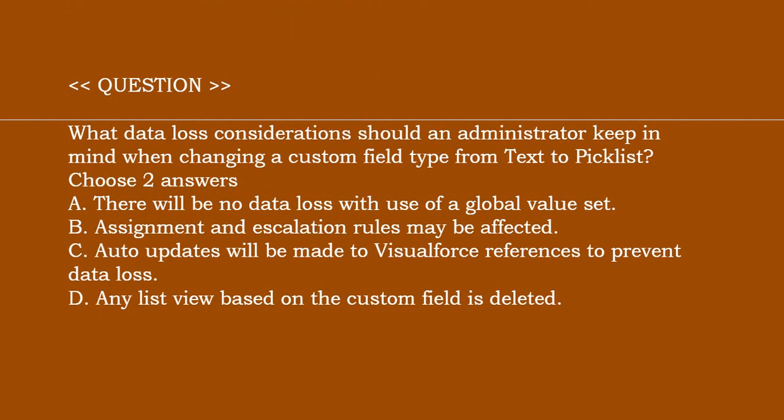Moving to our next question. What data loss consideration should an administrator keep in mind when changing a custom field type from text to pick list? Option A, there will be no data loss with the use of the global value set. Option B, assignment and escalation rules may be affected. Option C, auto updates will be made to visual force references to prevent data loss. Option D, any list view based on the custom field is deleted.